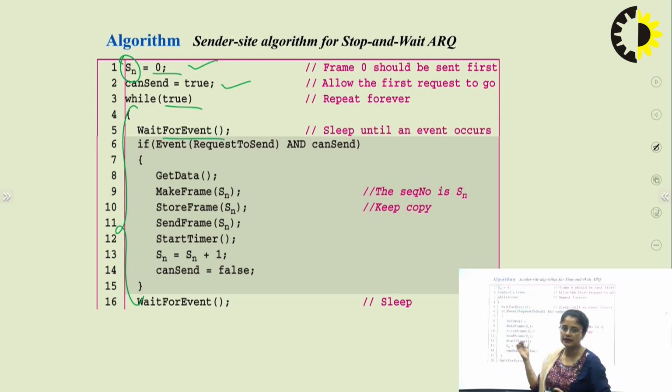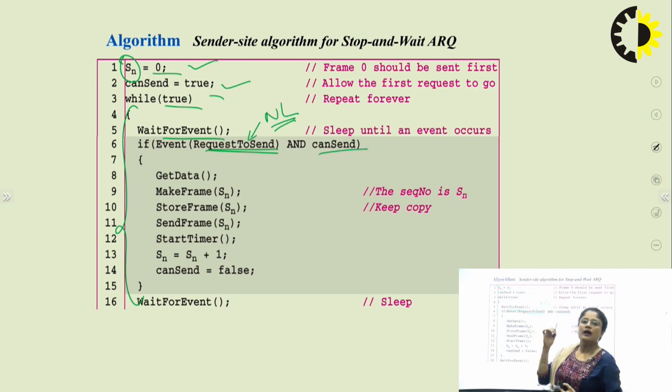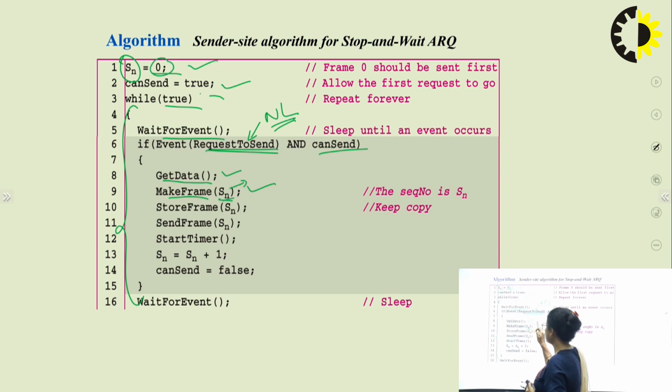What is the event? A trigger coming from the network layer, that data is to be transmitted. Once the trigger comes, which you call a request to send, coming from which layer? From the network layer, and this flag variable is true. That means no data acknowledgement frame has been sent, or it is the first transmission. Once the trigger comes, the sender gets the data from the network layer and makes the frames out of it. Which frame? The frame with sequence number 0. Initially it is 0, so initially the 0th frame will be made.